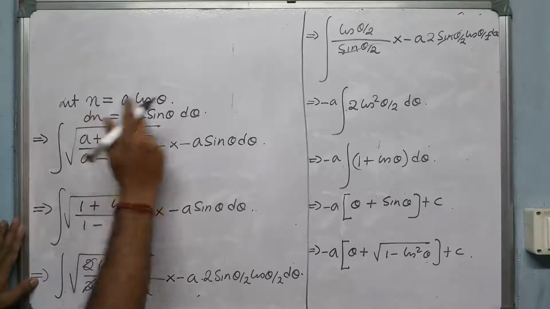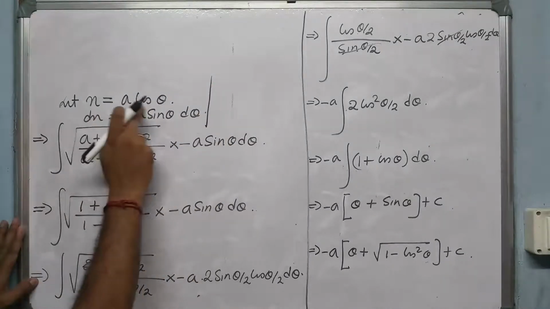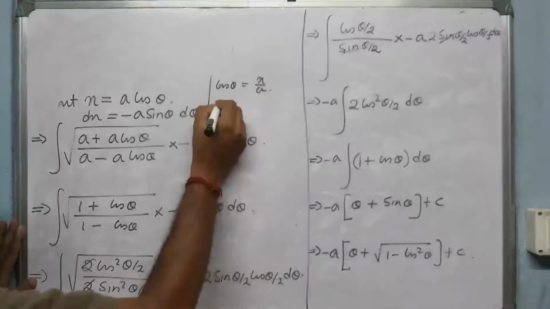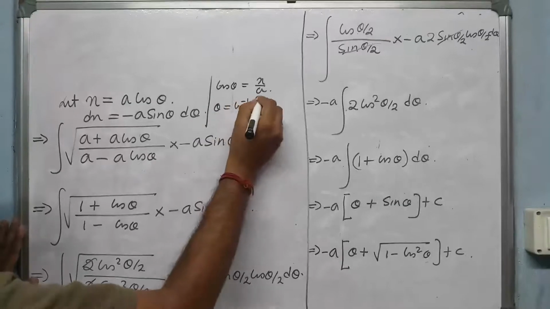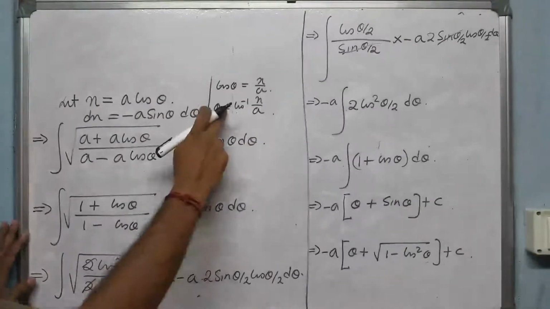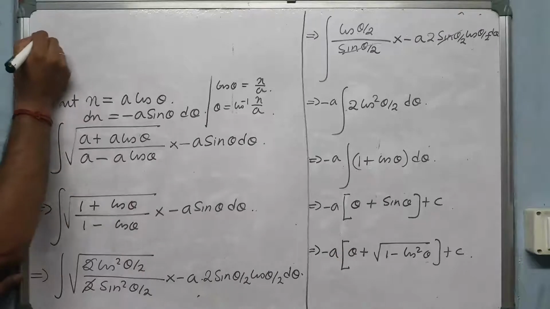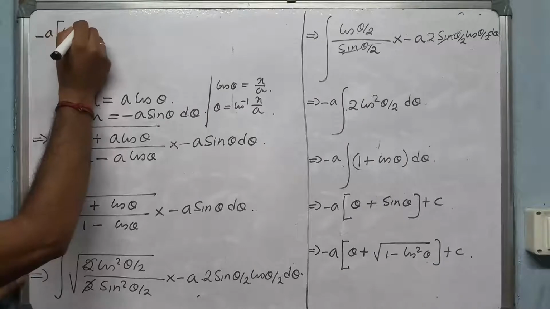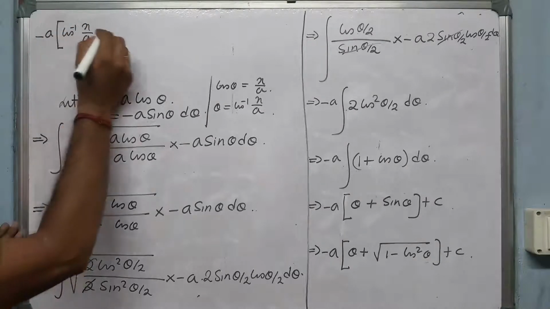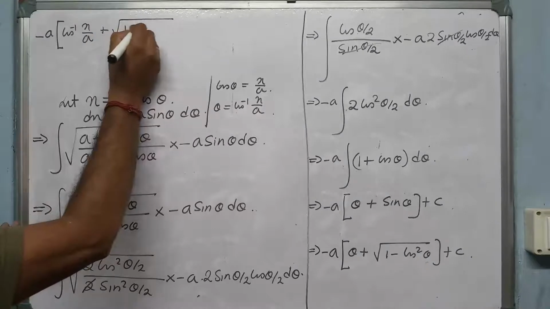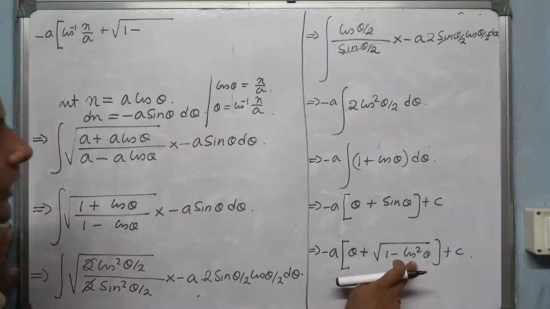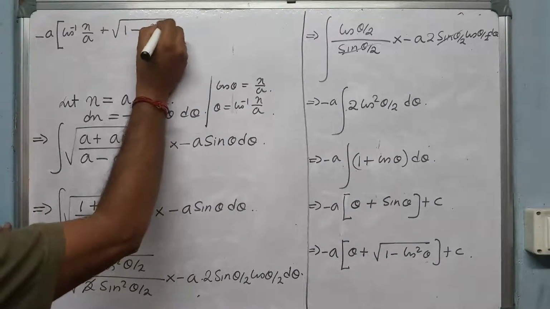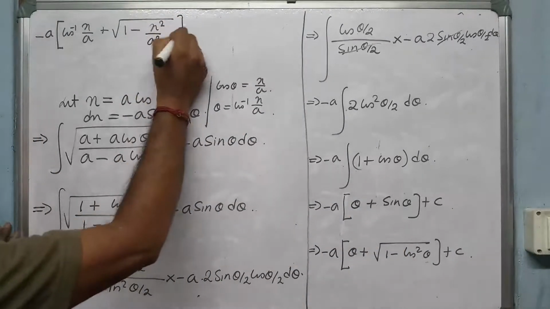Using this, x equals a cos θ, then cos θ is equal to x by a. θ is equal to cos inverse x by a. Now this quantity you have to substitute over here. Now we'll have a, the value of θ is cos inverse x by a plus under root 1 minus cos²θ. The value of cos θ will be x by a. If you substitute over here, it will be x square by a square plus c.